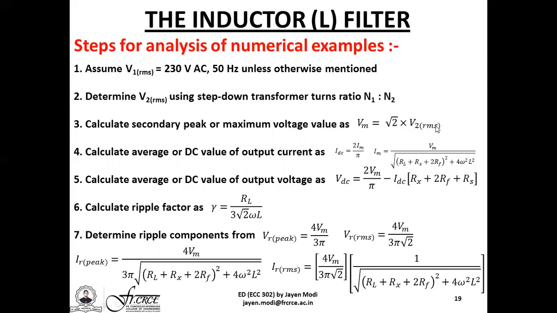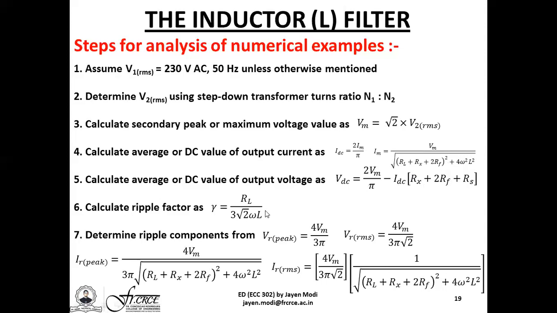We calculate the secondary peak or the maximum voltage value as V2 peak or Vm is equal to root 2 into V2 RMS. The DC or the average component of the output current is given by IDC is equal to twice Im by pi, where Im is equal to Vm divided by square root of (RL plus Rx plus 2Rf) the whole term square plus 4 times omega square L square. Similarly, the average or the DC value of the output voltage can be given by VDC is equal to twice Vm upon pi minus IDC times (Rx plus twice Rf plus Rs).